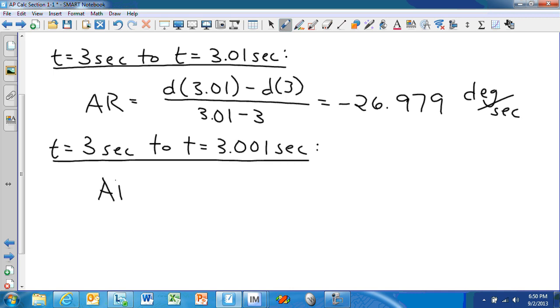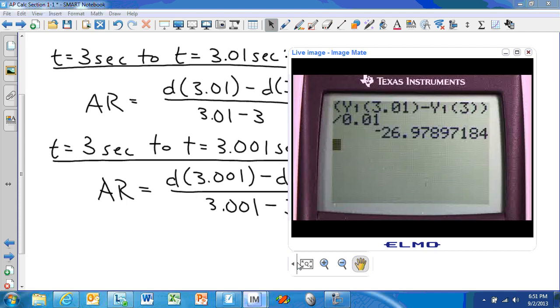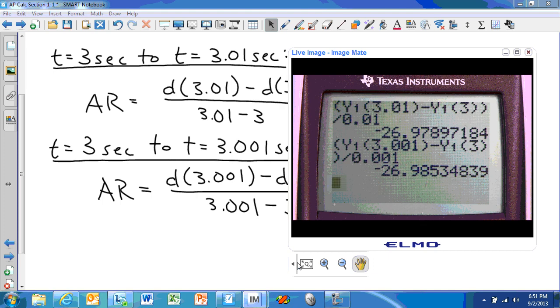So our average rate turns out to be d at 3.001. Again, don't get lazy here with showing your work. Make sure you're showing this step every time. Write it out. Here's our calculation. And that's equal to, let's let our calculator do the work here for us. Let's change that equation there just slightly. We get a negative 26.985.